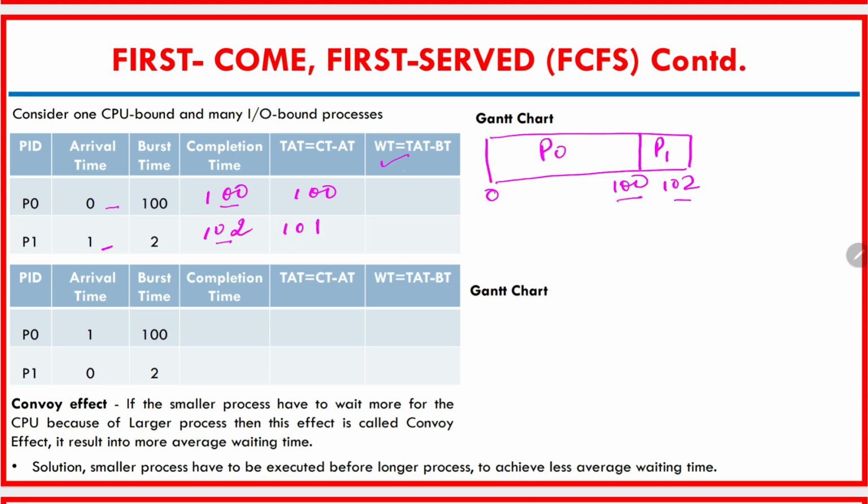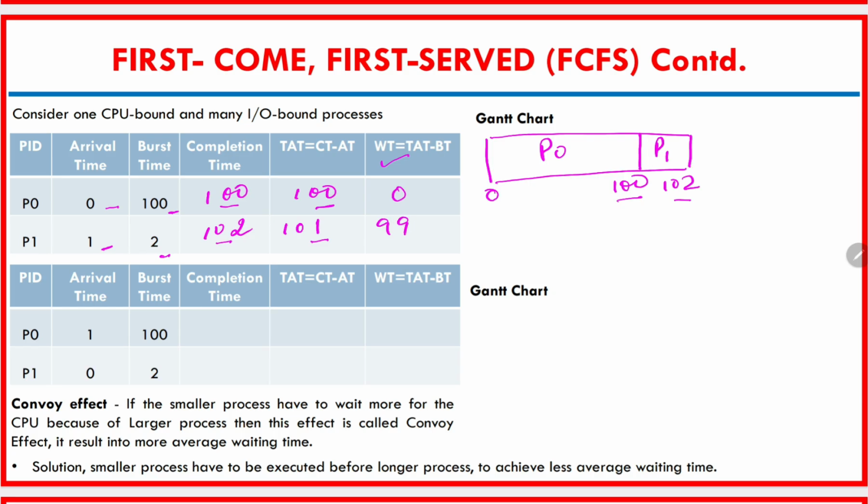Similarly, let's calculate the waiting time for process P0 and P1. Waiting time is turnaround time minus burst time. Turnaround time for process P0 is 100, whereas burst time is 100. So 100 minus 100, again this comes out to be 0. For process P1, turnaround time is 101, whereas burst time is 2. So 101 minus 2, this comes out to be 99.